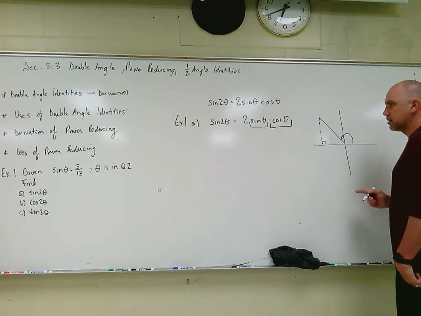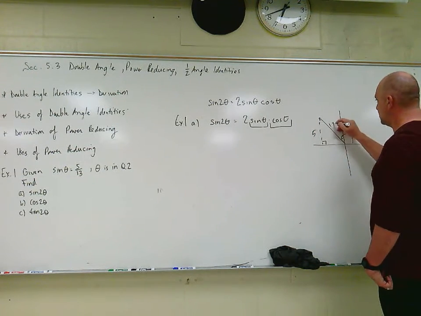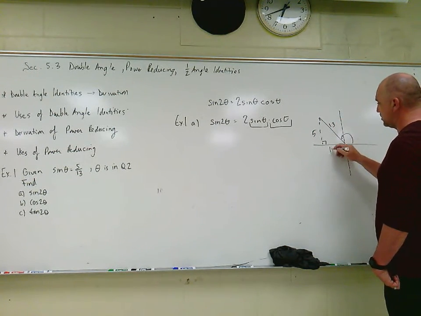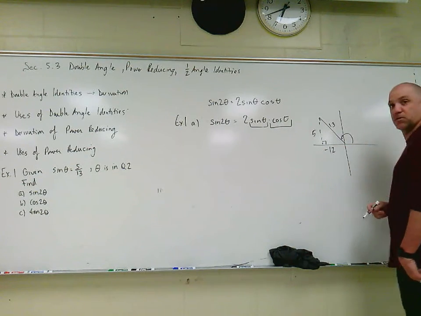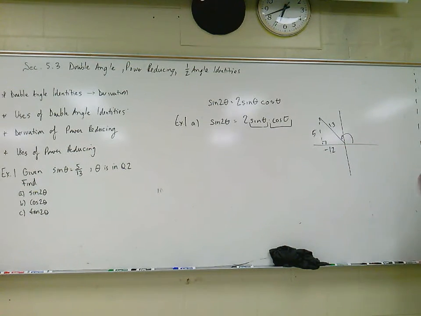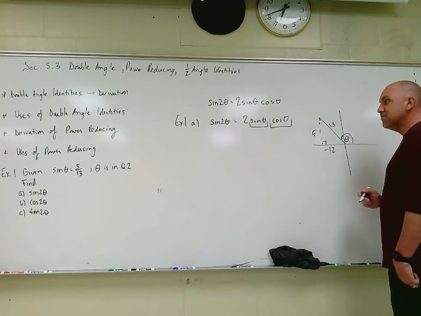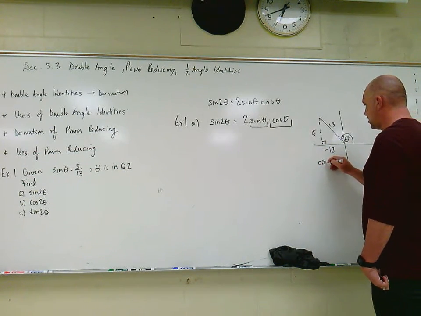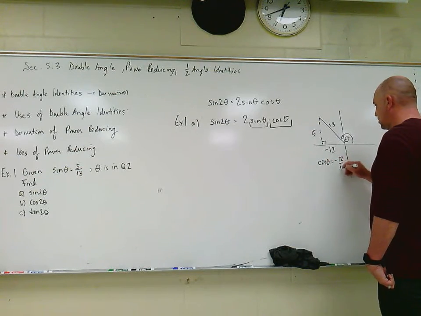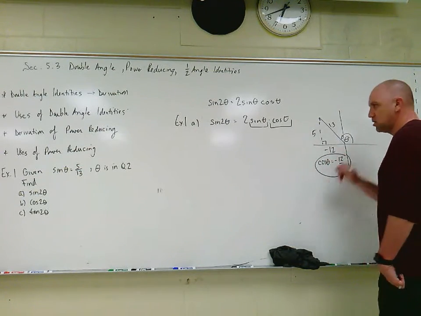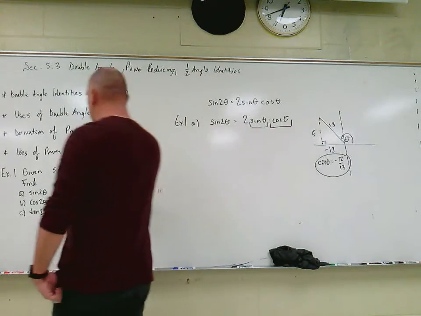you said was correct. We know sine is 5/13. We'll then find the adjacent, which is 12, but it needs to be negative because we're in quadrant 2. That's huge. And that's just angle theta. So now you know cosine of theta is negative 12/13. And now you just plug in. There's your cosine. There's your sine.